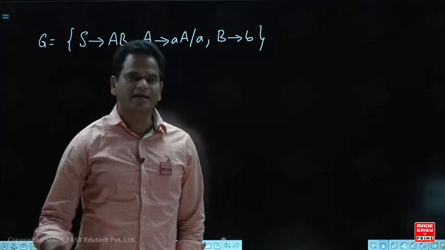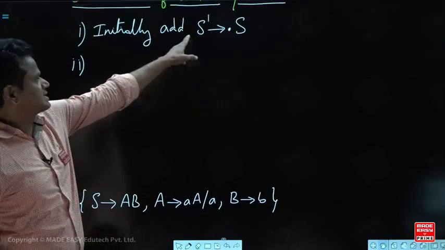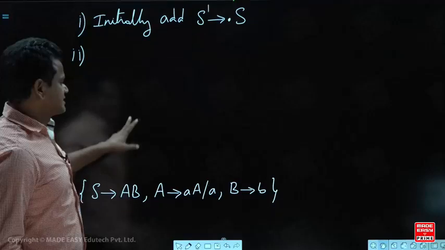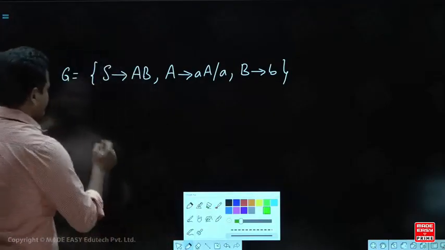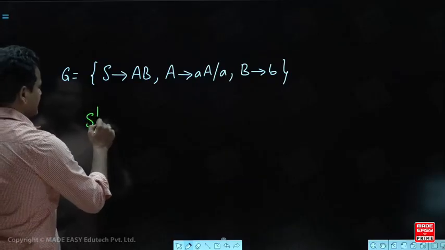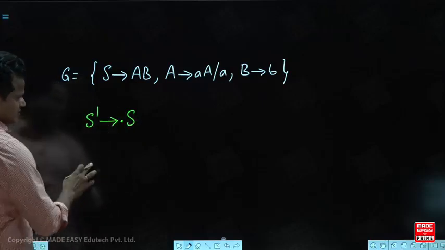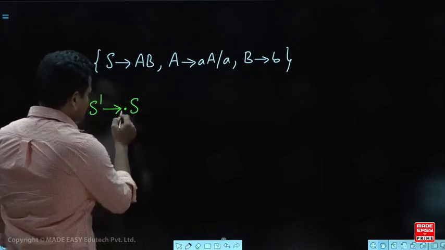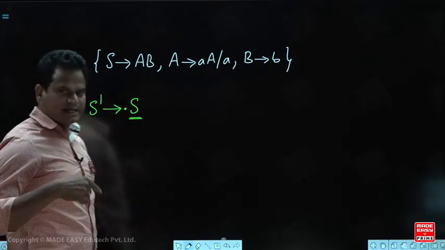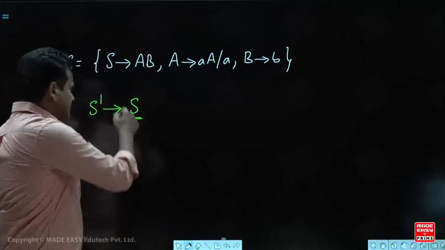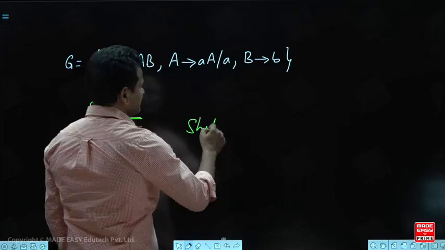So initially, at the very starting, what must we do? We must add S' → .S, if S is the start symbol, and of course S is the start symbol. Everyone look at this one, S' → .S. After the dot, immediately whatever symbol is present, that symbol we call the shift symbol.